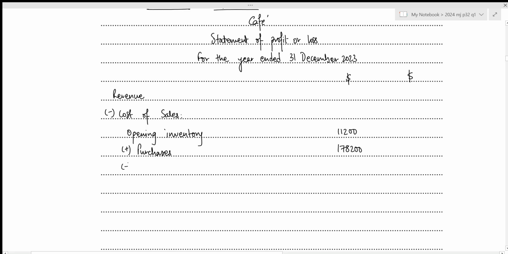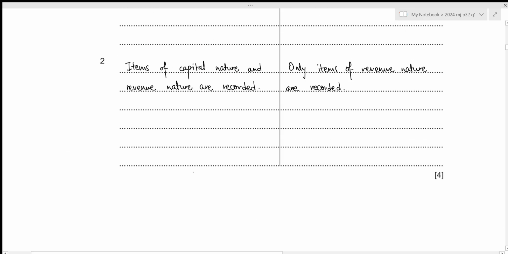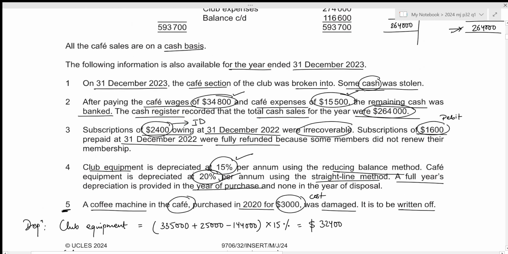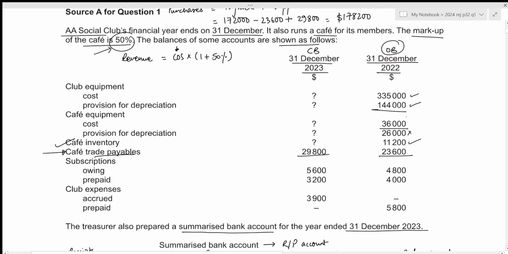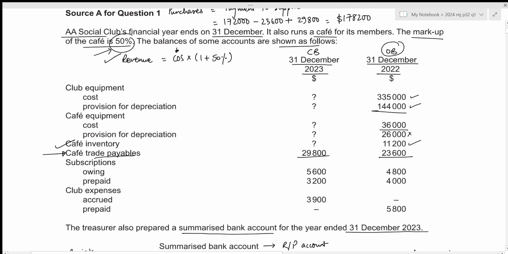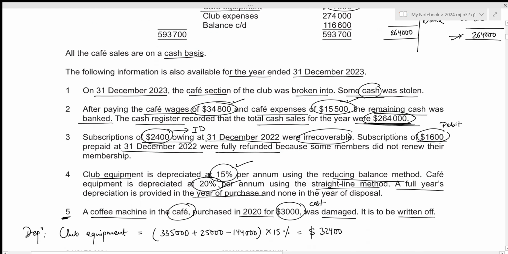Then we need to subtract the closing inventory. I don't think we were given any information regarding the closing inventory in this case. Oh, okay, we have been given the total cash sales. So it means that we need to calculate the cost of sales by using the formula for our markup, and then we need to calculate the value for the closing inventory. Okay, let's record the revenue of 264,000, and we can record this value because we were told that all the CAFE sales are on a cash basis. Let's write it down.